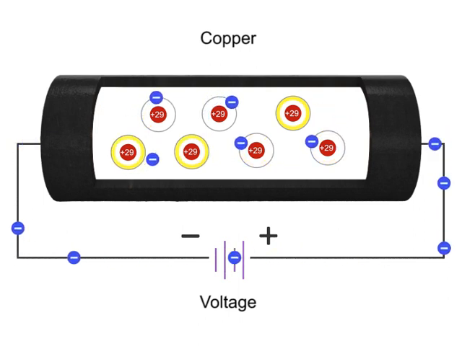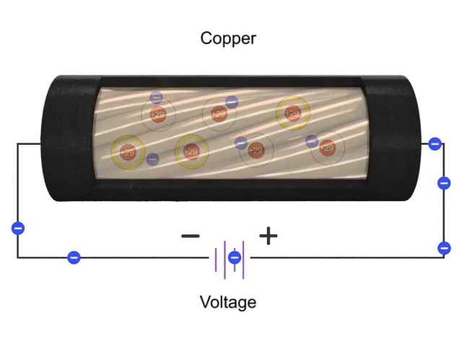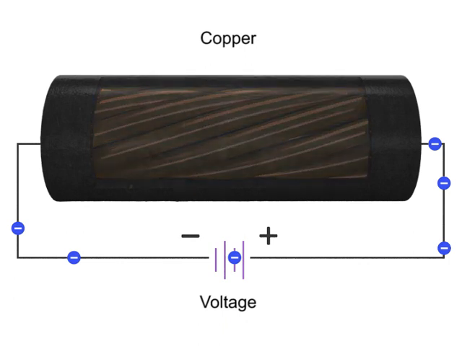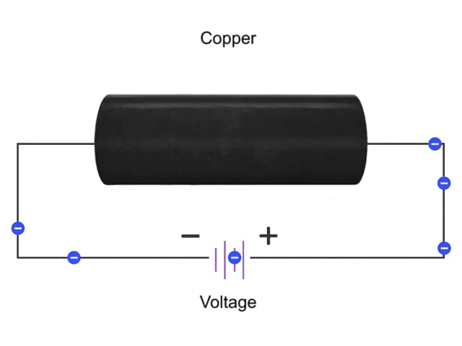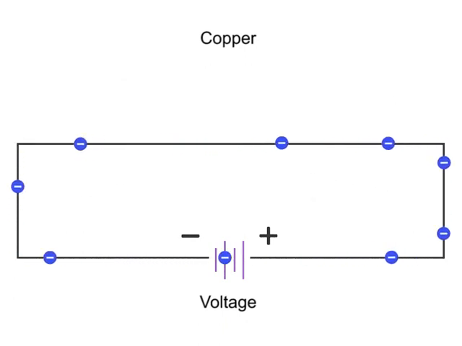Materials that have free electrons and allow electrical current to flow easily are called conductors. Conductors, such as copper, have low resistance to electrical current flow and thus are used extensively in electrical circuits.